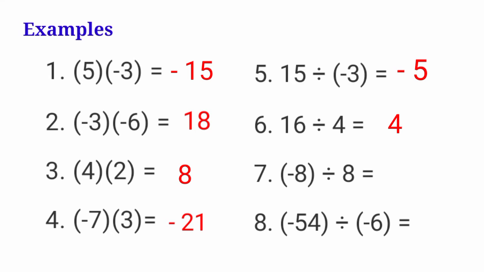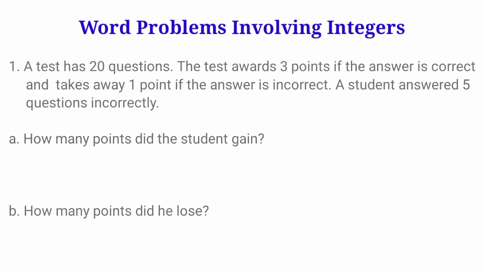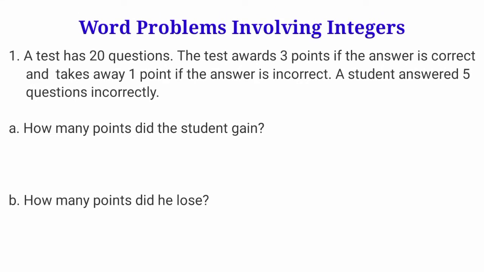Number 7, negative 8 divided by positive 8. As you can see here, we have two different signs, one negative and one positive. Therefore, our expected answer here is negative 1. Lastly, we have here negative 54 divided by negative 6. We have here 2 the same sign, which is negative. Therefore, our expected answer here is positive. This is positive 9.